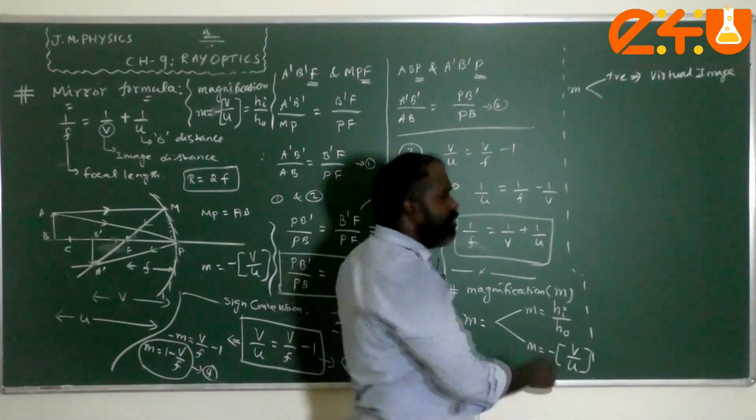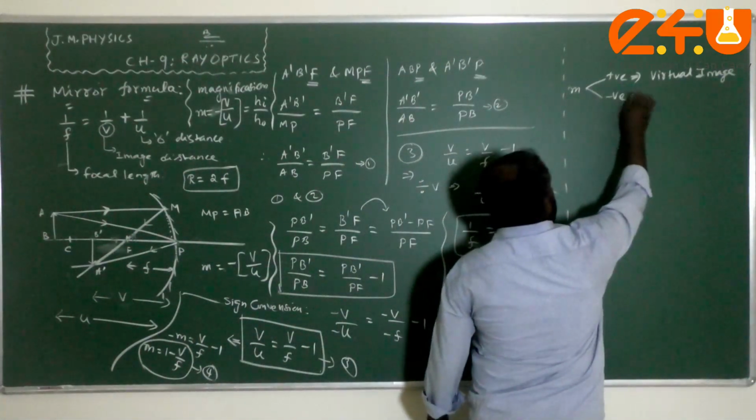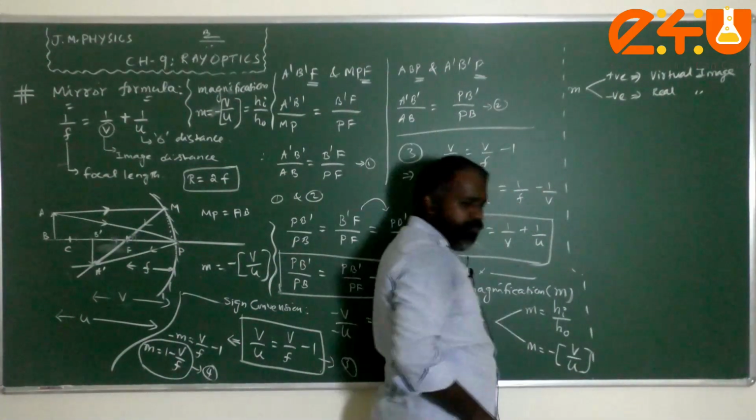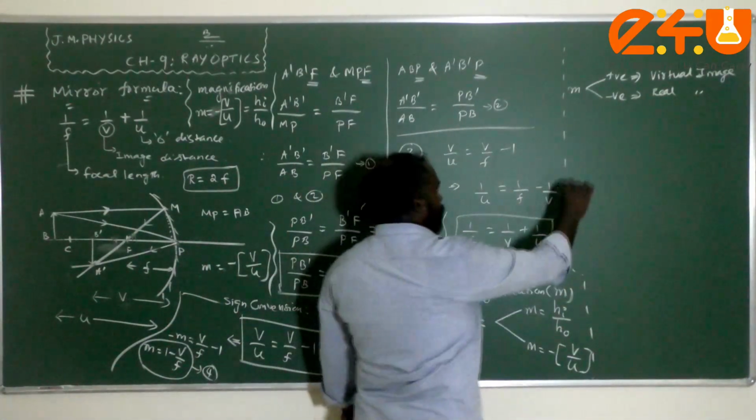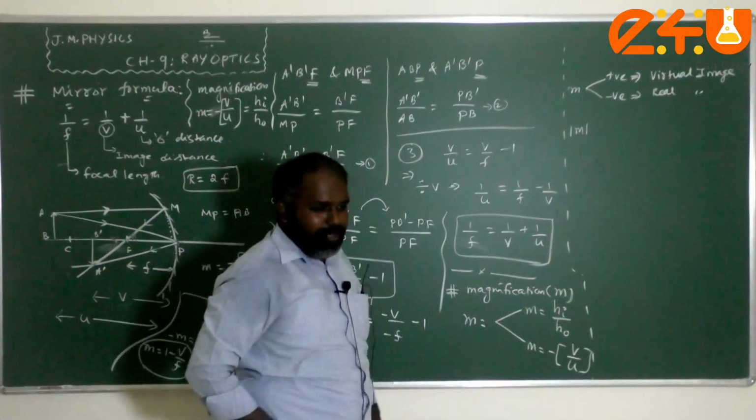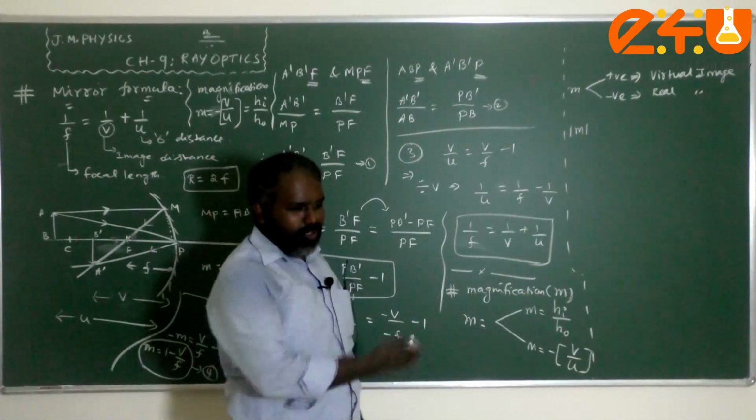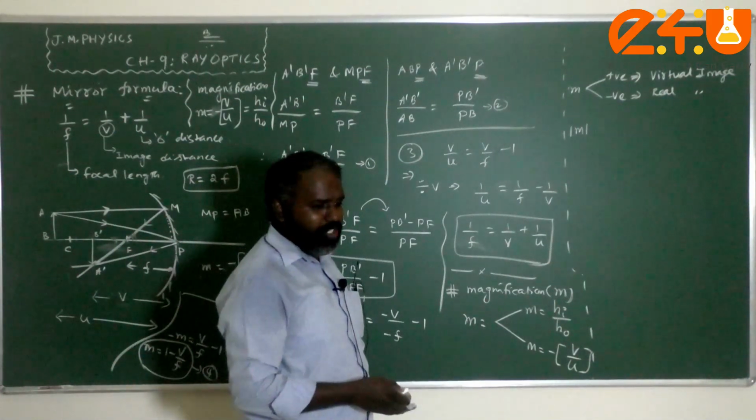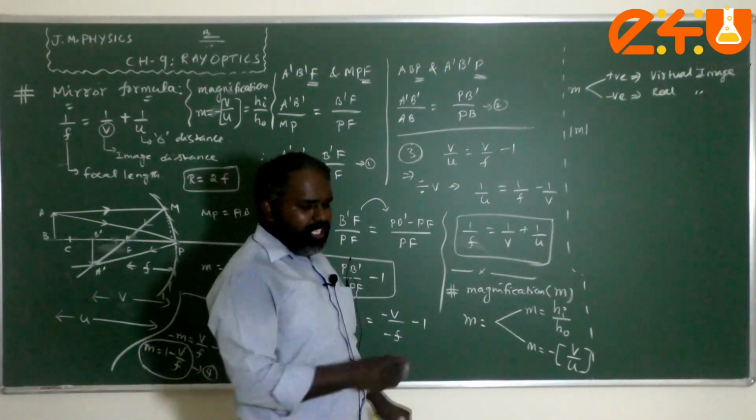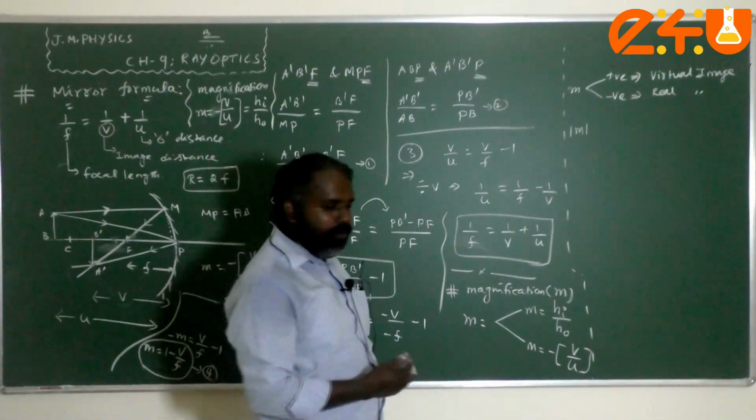And M is negative means what, children? Real image. Negative means real image. This is one piece of information. Another is, suppose I am getting M equal to minus 2 during the calculation, the minus represents that the image will be real. Whether it is enlarged or not, how to find out?